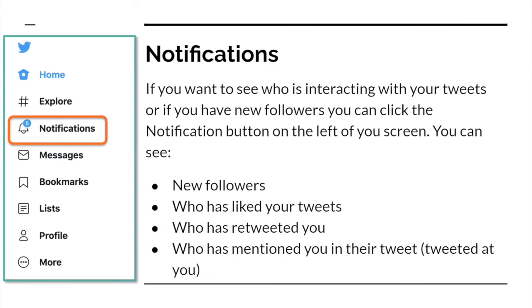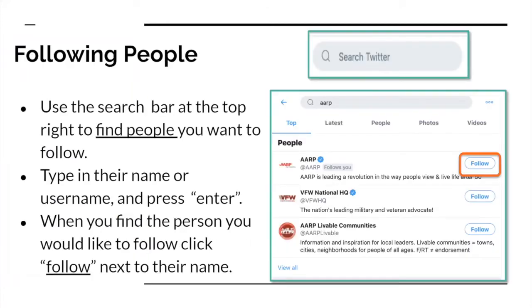Moreover, if you want to see who's interacting with your tweets or if you have new followers, you can click the notification button on the left of your screen. You can see new followers, who has liked your tweets, who has retweeted you, who has mentioned you in their tweet, and later you can just follow people based on your interest.